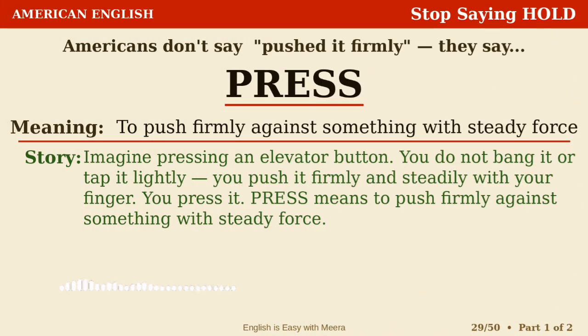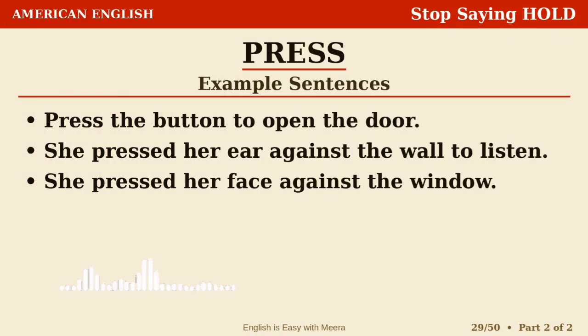29. Press. Americans don't say, pushed it firmly. They say press, meaning to push firmly against something with steady force. Story: imagine pressing an elevator button. You do not bang it or tap it lightly, you push it firmly and steadily with your finger. You press it.